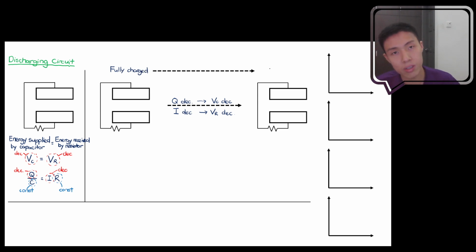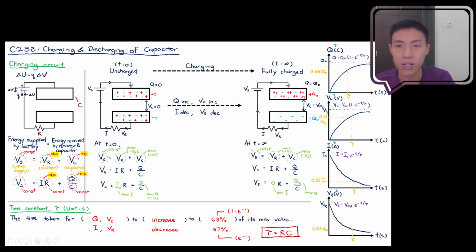And it has been discharged until it becomes uncharged. Okay, so this is a discharging process. Okay, let me review what happened previously. How do I label it? Yes, okay. So it's a similar idea over here.